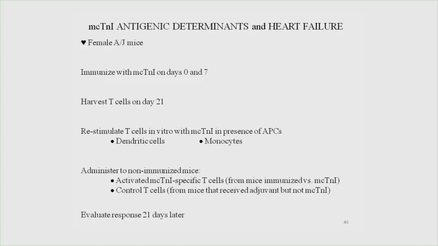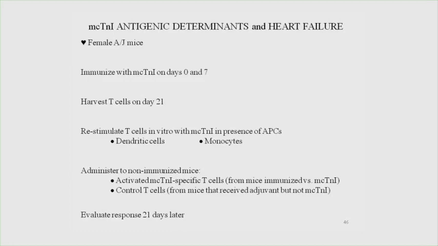Let's look at a study, a similar study. We're going to look at antigenic determinants derived from troponin I and heart failure. We're going to take female AJ mice. You're going to immunize them with troponin I on day 0 and 7. You're going to harvest the T cells on day 21, and you're going to look at the activity of those T cells in a test tube situation. You're going to present them with troponin I and see if they will proliferate.